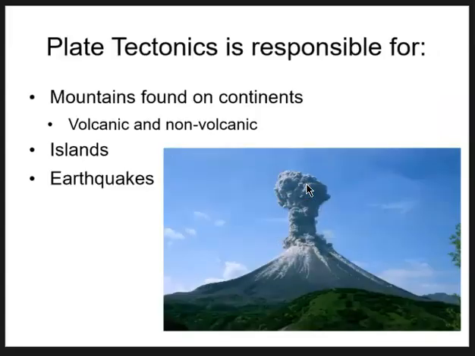Okay, so plate tectonics is responsible for mountains that are found on continents, so volcanic and non-volcanic. They're responsible for islands, and it's responsible for earthquakes. When I say mountains, I usually use the term mountain to describe mountains that are on continents rather than mountains that are on islands, okay? Because islands, for the most part, will usually have mountains on them. There are a variety of different types of islands, but when we're thinking about plate tectonics, we're usually thinking of volcanic islands.